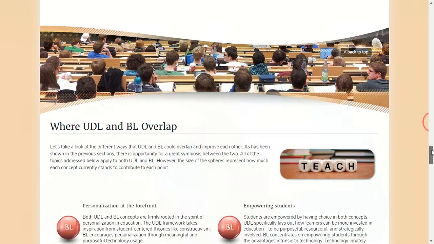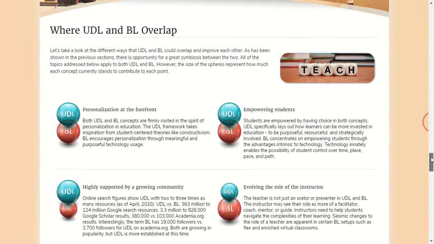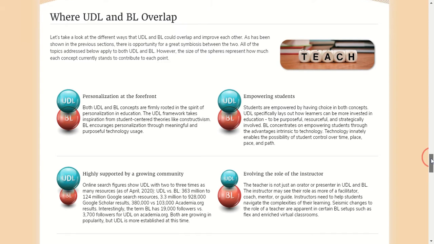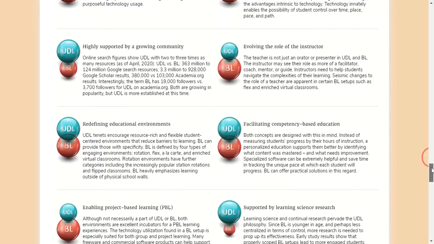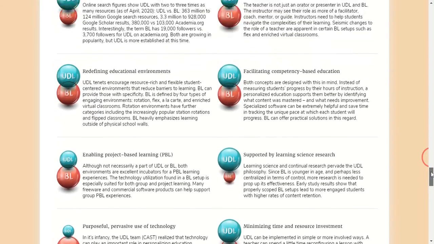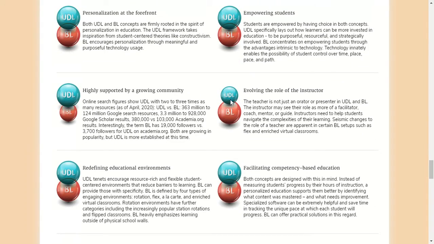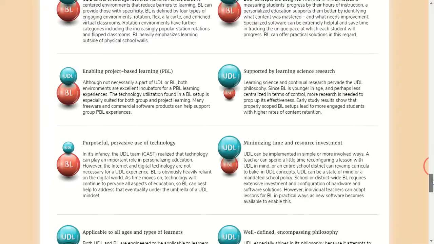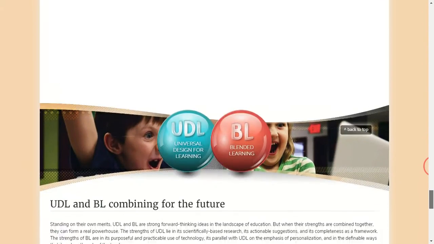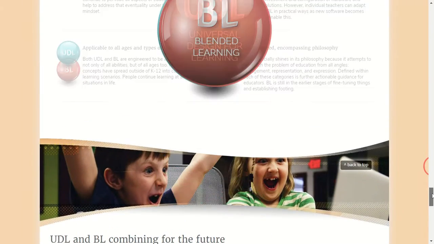As you scroll down further, I start to explain a bunch. There's actually about 12 aspects here that I extracted that I feel are very similar to both theories, and I talk about all of those here. The little spheres show how much weight each of the two theories, UDL and BL, I feel contribute to each of these concepts.